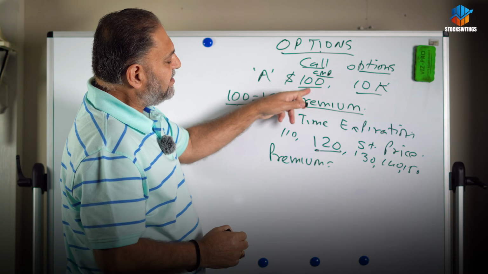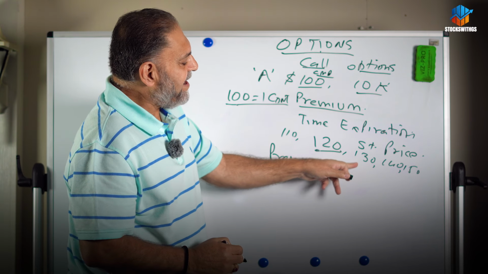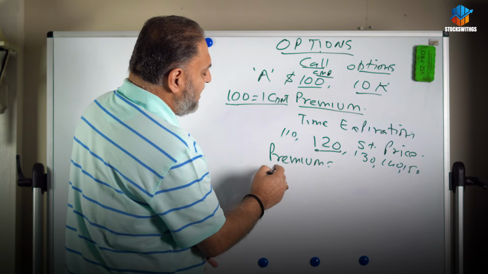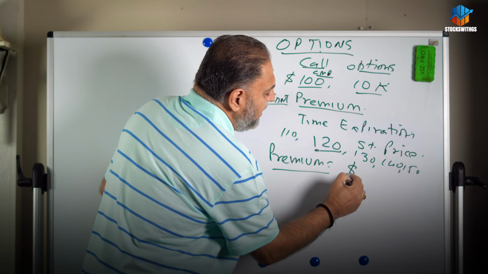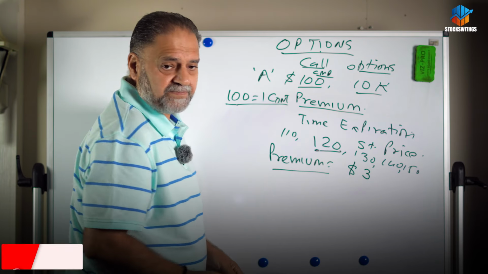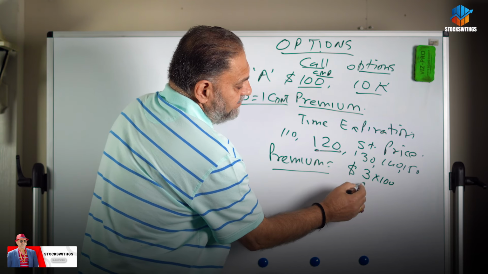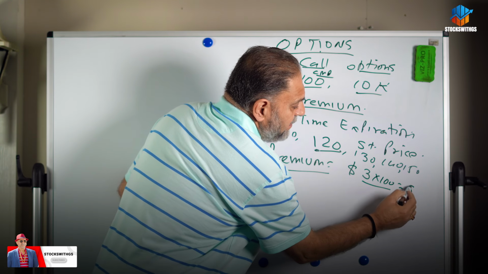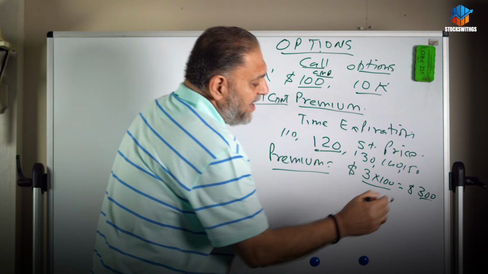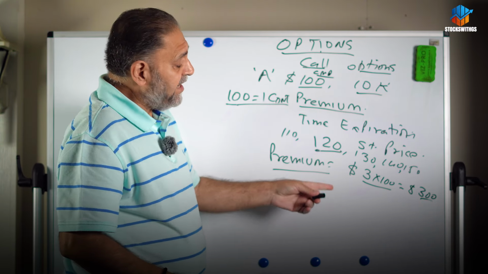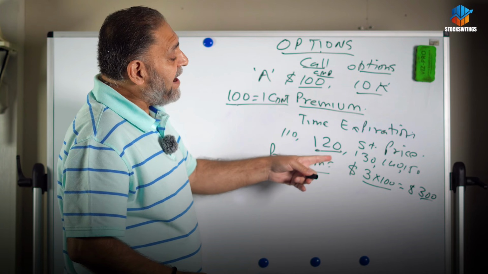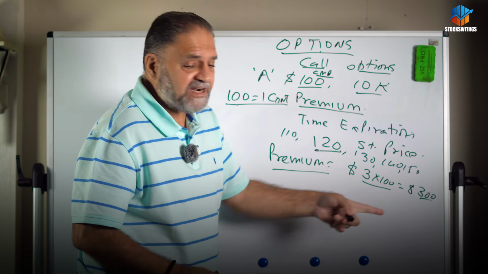$100. They will like to buy this by paying a premium of, say, suppose $3. So 100 shares, $3 is 1 share. So for 100 shares, they pay you $300 to get into a contract with you, and they buy a call from you. So they pay you $300 upfront.